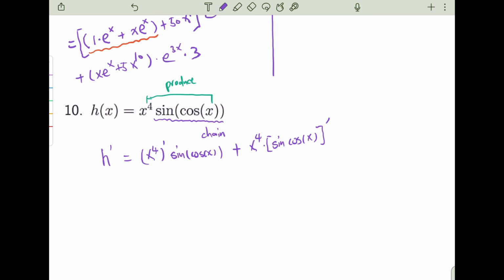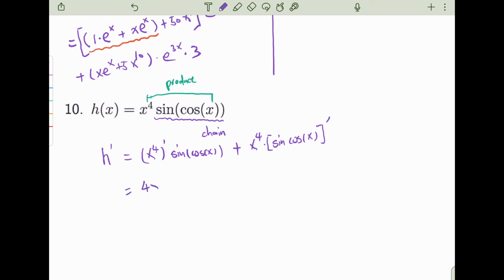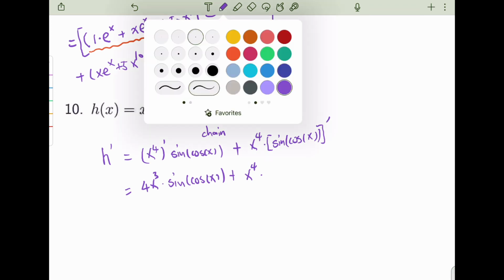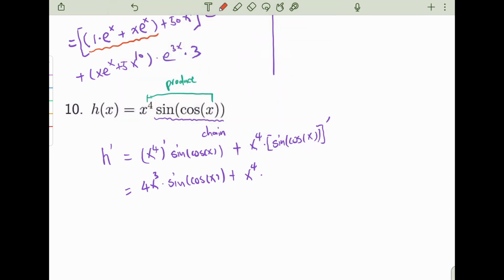Now let's write them out. The derivative of x to the 4 is 4x to the 3, obviously. This times sine of cosine of x, right? And plus x to the 4 times this. So for this step, we need to use the chain rule.